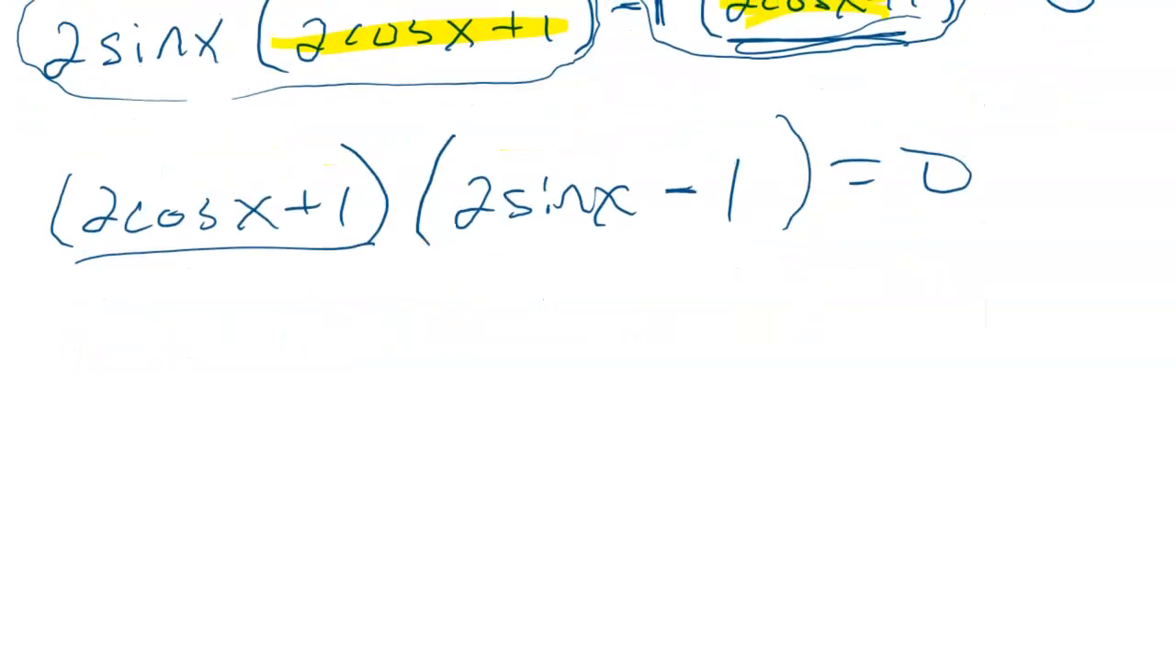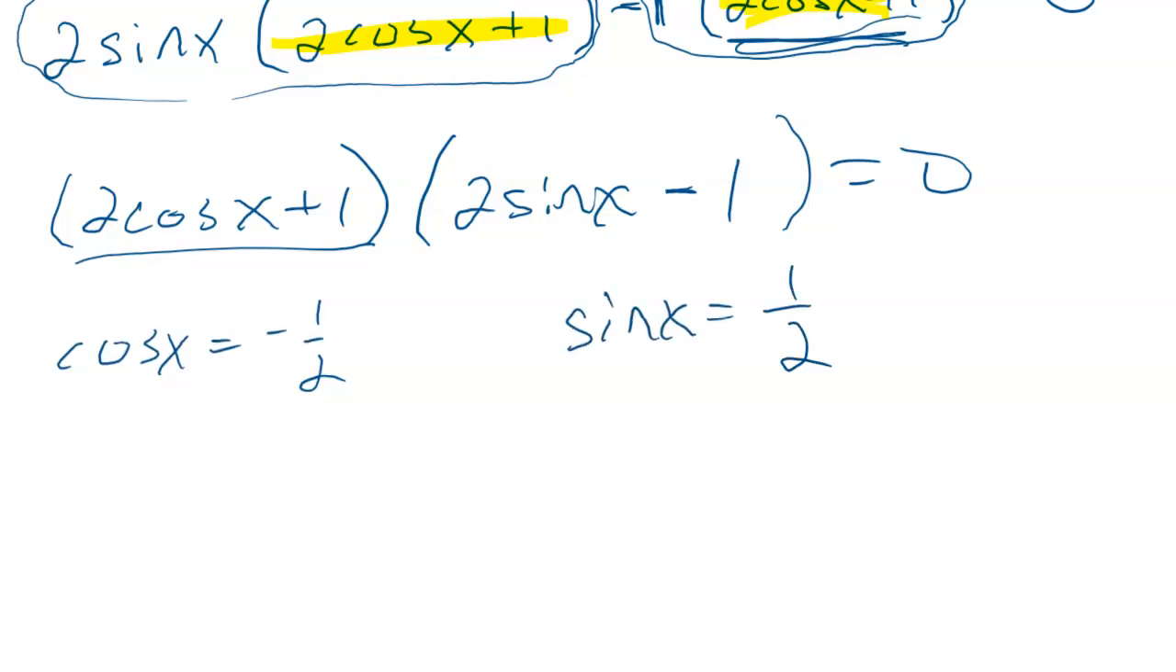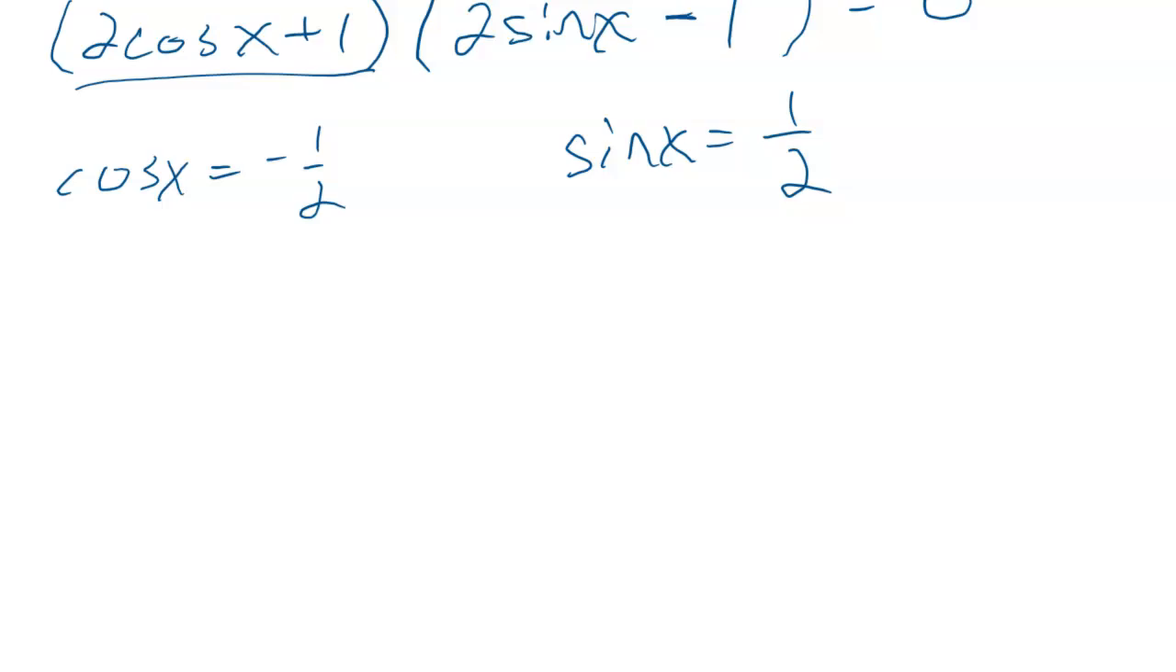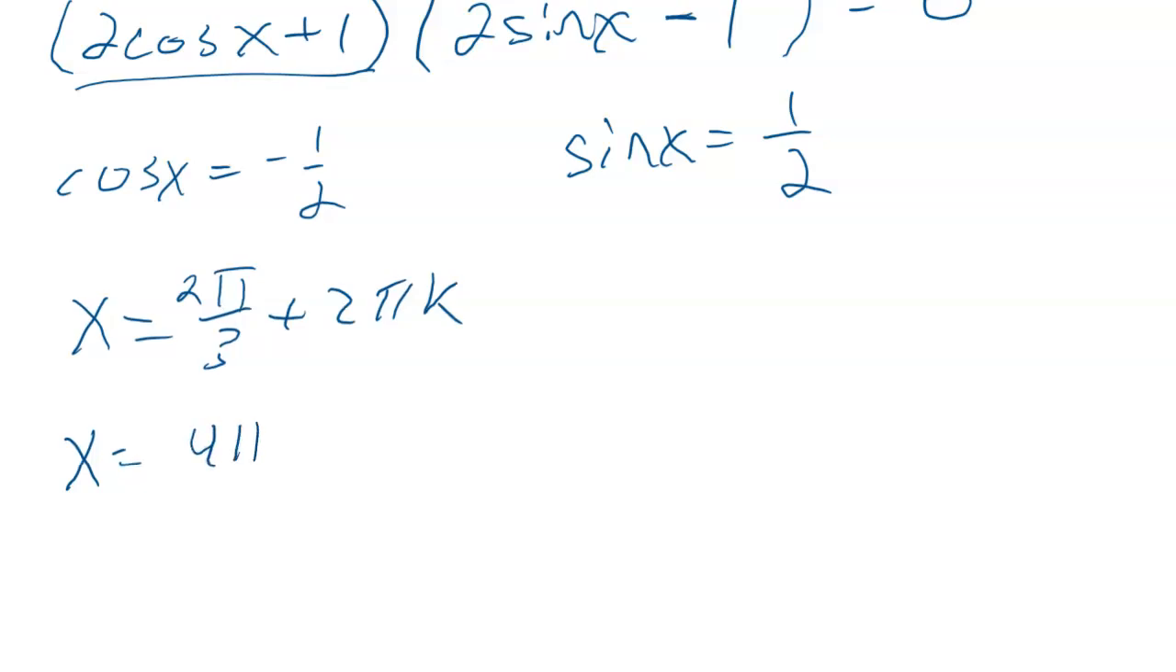And then I solve. So I'll get cosine of x is equal to -1/2, and I'll get sine of x is equal to 1/2. When is this true? This is true at pi over 3, I believe. Pi over 3 plus 2 pi k. And x is equal to, let's see, cosine is, oops, I lied. It should be 2 pi over 3. It's negative 2 pi over 3, and 4 pi over 3 plus 2 pi k.